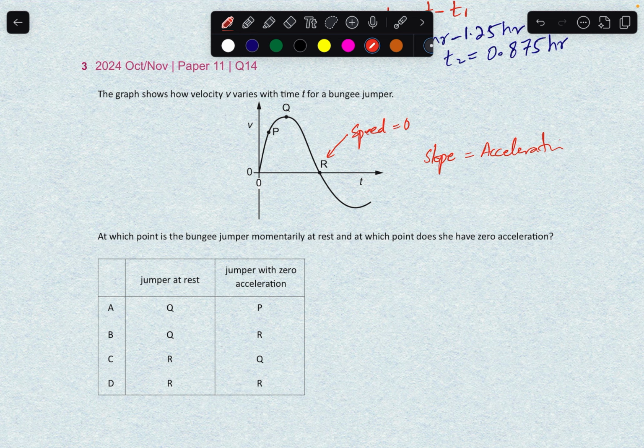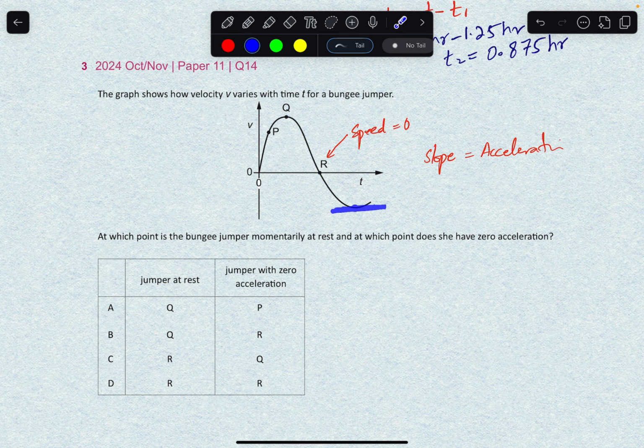Zero acceleration. We know the slope of a speed-time graph is equal to acceleration. This is a curved line, so for a curved line, the slope will be the tangent to the graph, right? At the start, there is some non-zero slope. We have to look for the zero slope. This will also be some non-zero slope. But if you see at Q, if you draw the tangent, it will be like this. So this is the zero slope. Then if you move forward, this is a negative slope. It's not zero, and then it can be zero at this point.